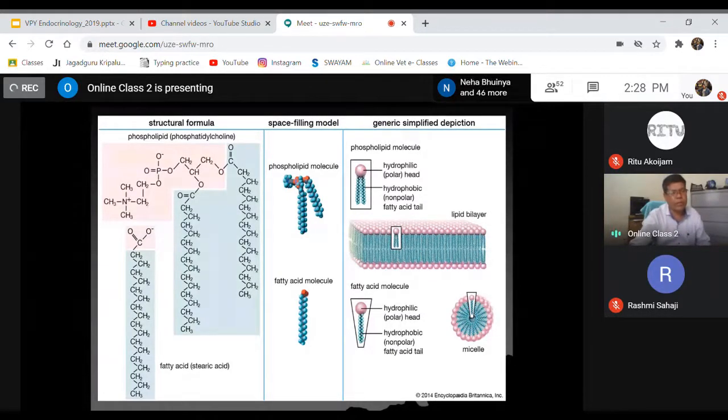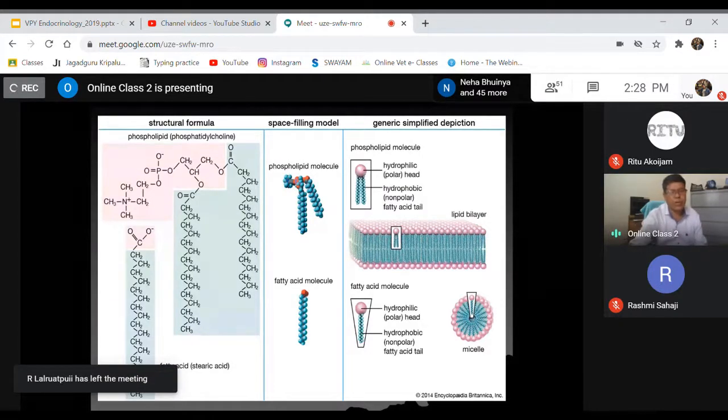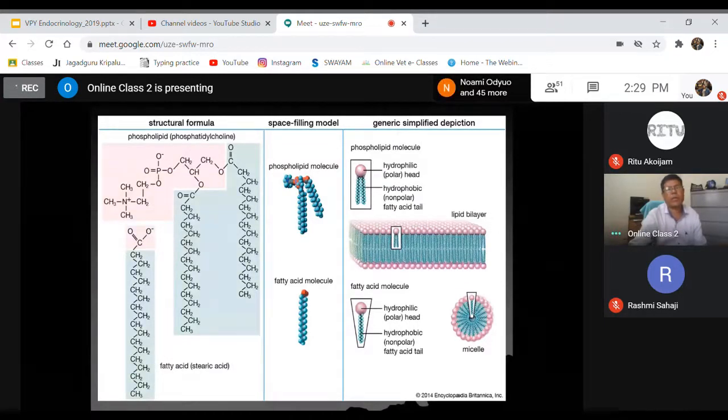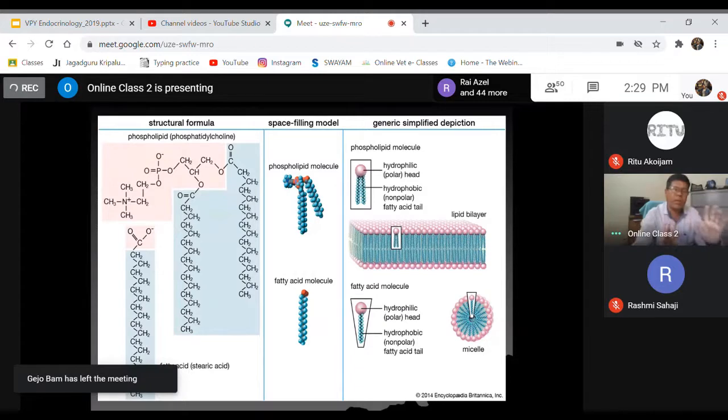Because of that, this is called the head. This hydrophilic group we call the head, which is polar in nature. Then you have the two tails. These tails are the fatty acid chains, which are hydrophobic in nature. So the phospholipid is an amphibolic molecule because it has a hydrophilic group and a hydrophobic group. Since both are present, they are amphibolic in nature.